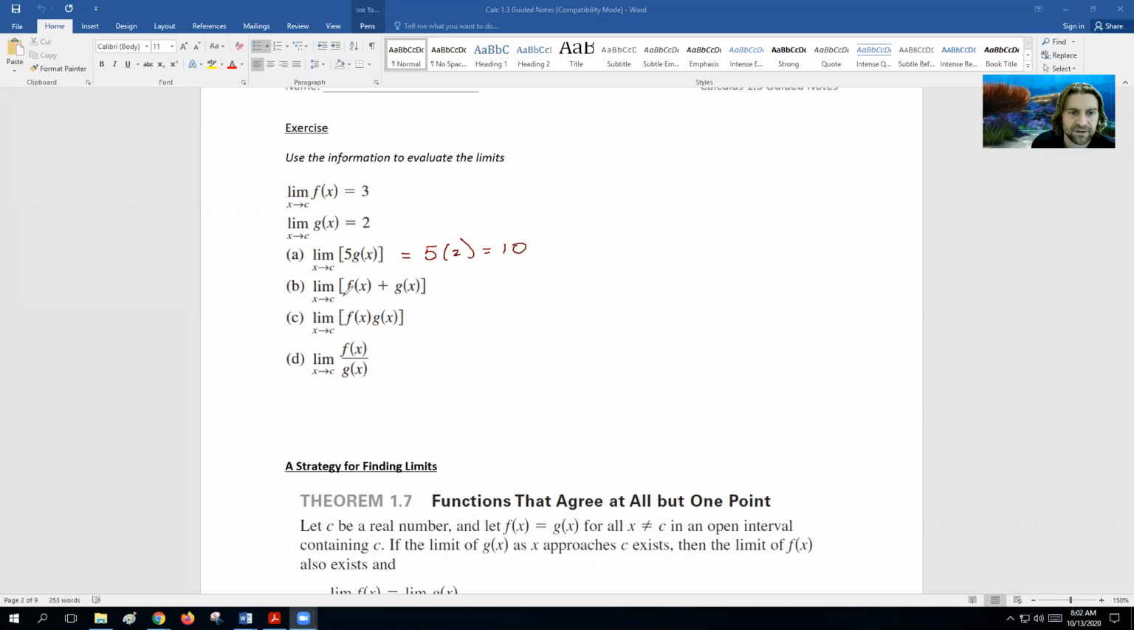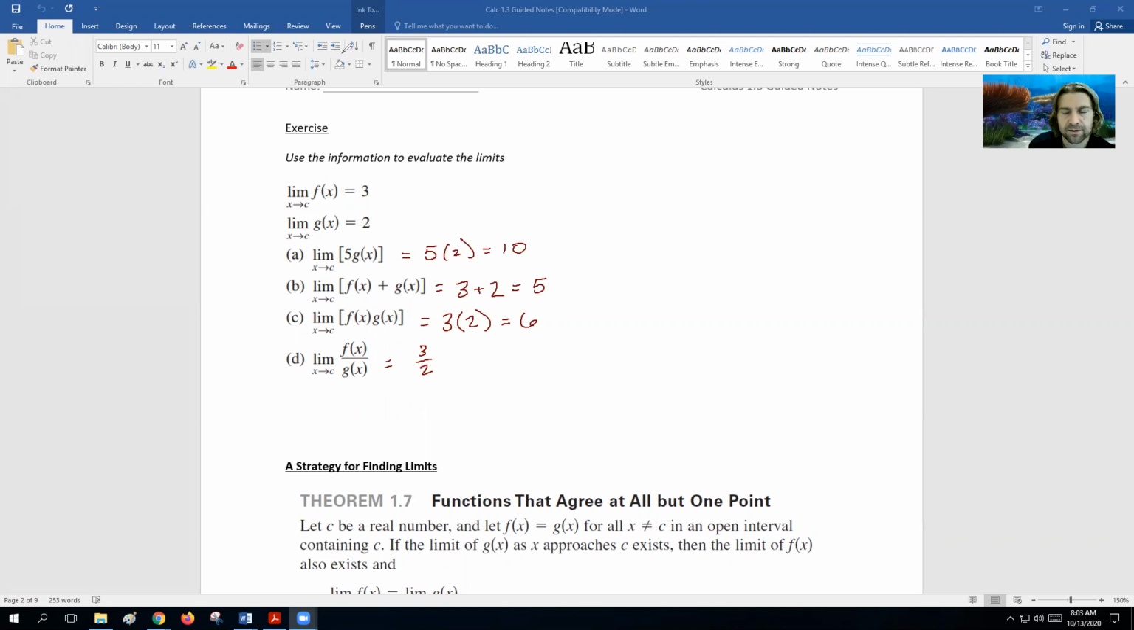All right, now what if I have a limit of f of x plus g of x? Well, I know that limit of f of x is 3. For g of x, that's 2. I can add them together. That's 5. Same thing if we multiply. F of x is 3. G of x is 2. We can multiply our two answers here and get another separate answer of 6. And it works the same way with division. 3 divided by 2, and we can leave it like that.